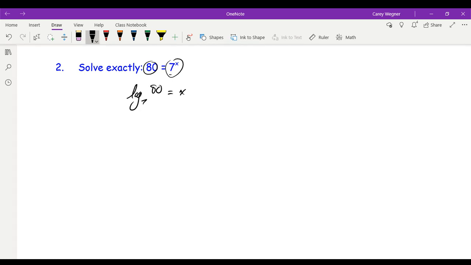We may be asked to evaluate this, in which case we would want to get out our calculators. And if you figured out how to evaluate logarithms in different bases, you can type it in just like this. Otherwise, if your calculator can't work in different bases, then we can rewrite this as the log base 10 of 80. And remember, if we don't write a base in, that means it's base 10, a common logarithm, divided by the log base 10 of 7. And so that is what we would plug into our calculators.